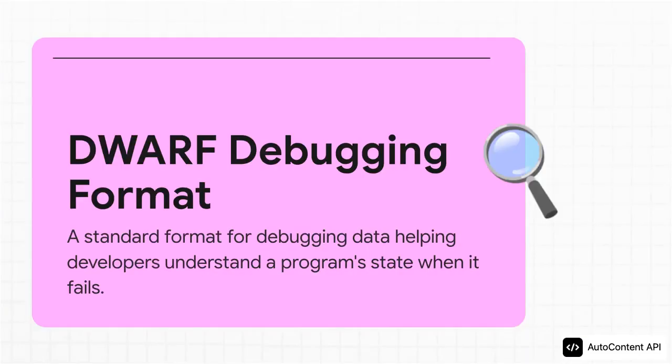Well, it's called the DWARF debugging format. And yeah, that's its real name. Just think of it as a universal language that a program uses to explain exactly what it was thinking and doing at the precise moment it crashed. It's like a super detailed incident report packed with all the clues a developer could ever need.